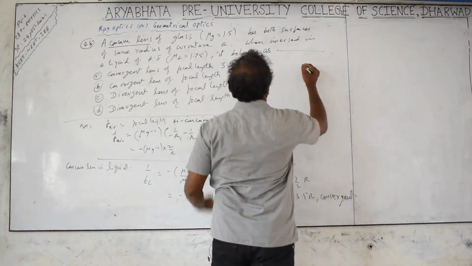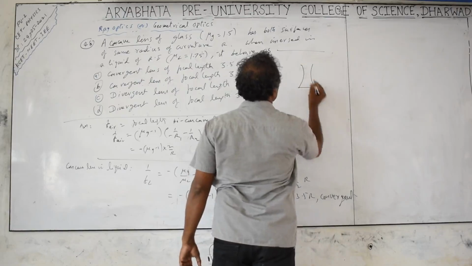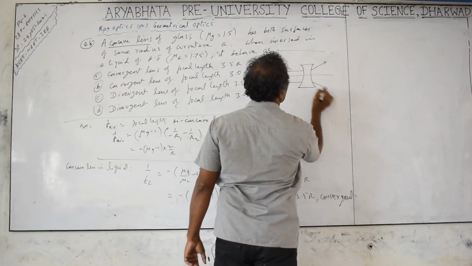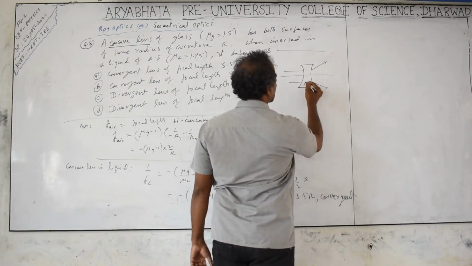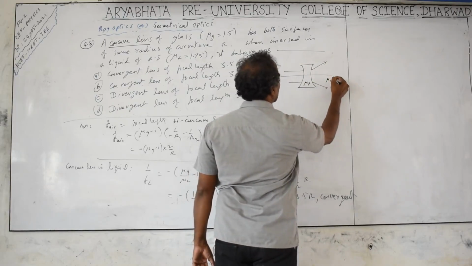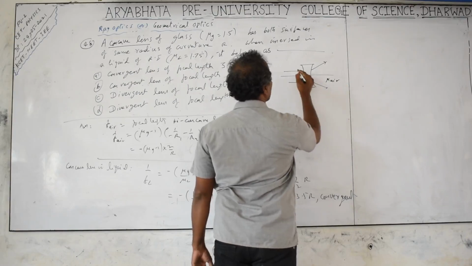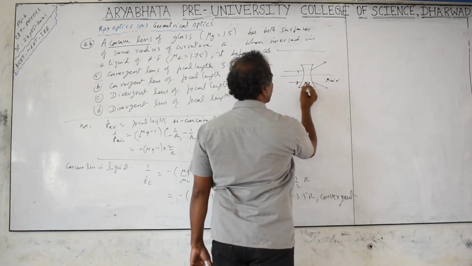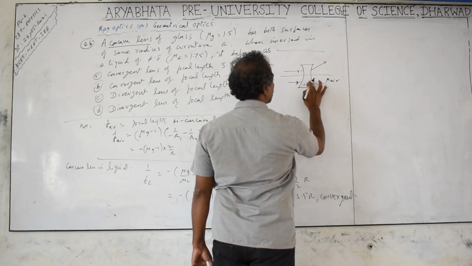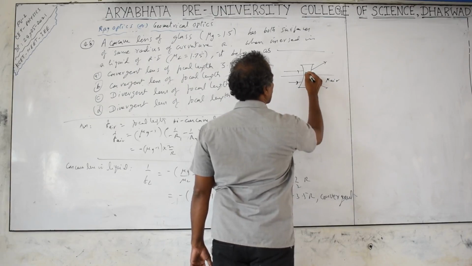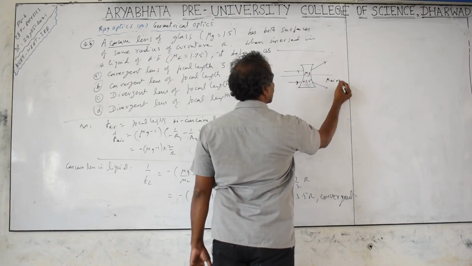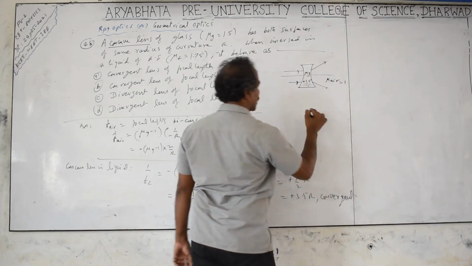The initial lens is a concave lens. For a concave lens, if light rays are coming parallel, they go away from the principal axis, diverging rays. This is mu glass, and this is mu air we have taken. The refractive index of air is less than that of the lens material. Mu glass is 1.5, and mu air is approximately 1. But now we are taking the liquid.